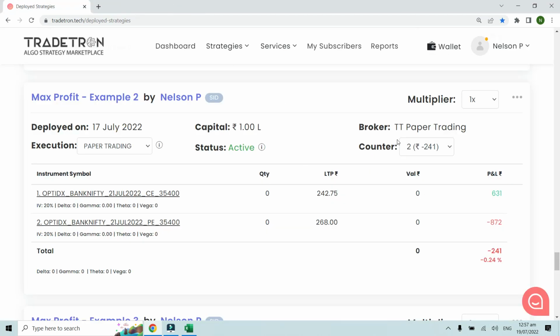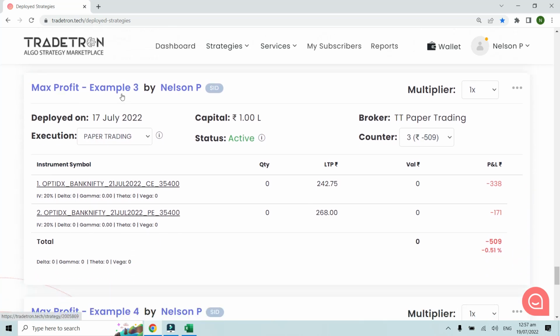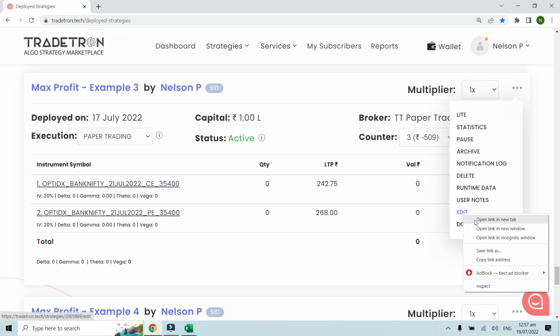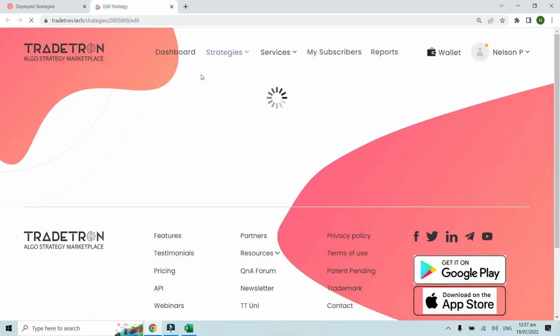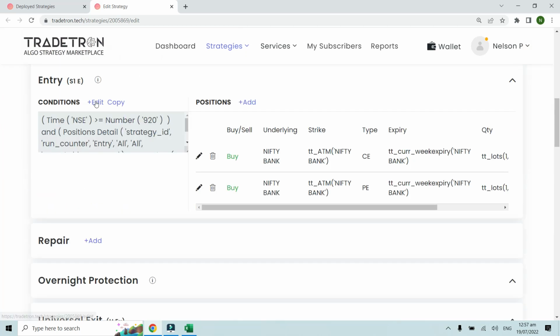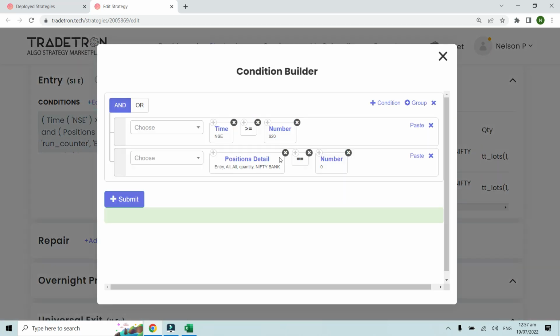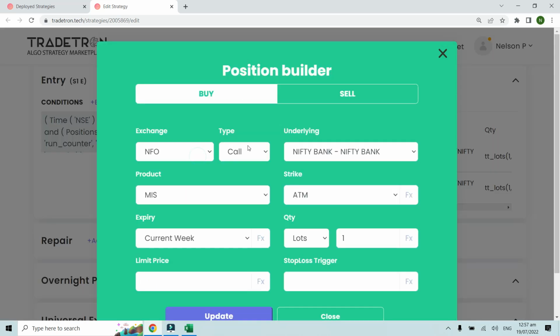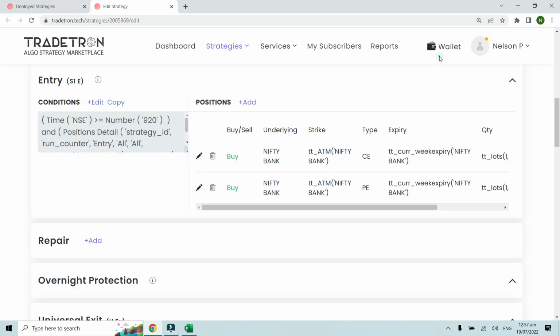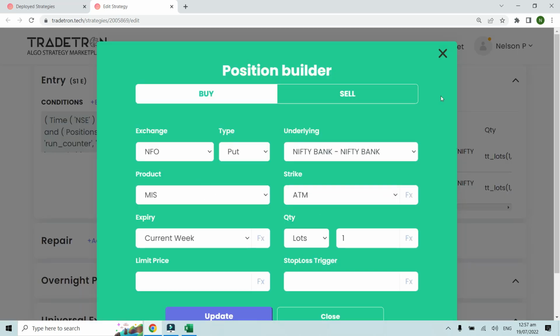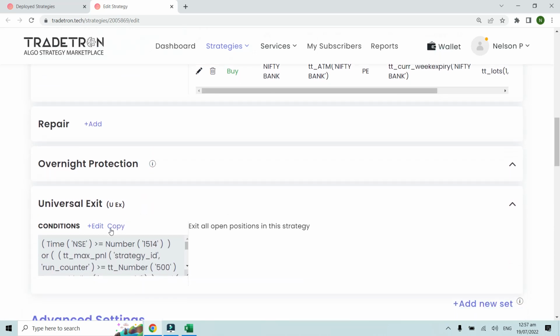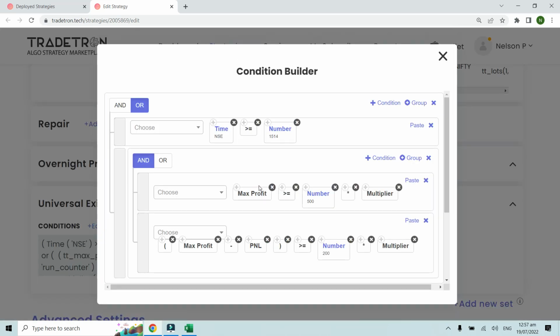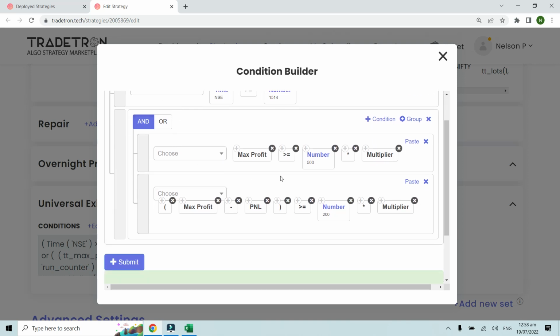So now we will move to the third example. This strategy, max profit example 3, is the third one. Over here we will see what kind of condition we have for this strategy. Again, the entry condition is the same, where at 9:20 we are taking entry into the ATM call option as well as the ATM put option. And over here also we have put a max profit condition, which is in an OR subset with the main subset, and both conditions are together.